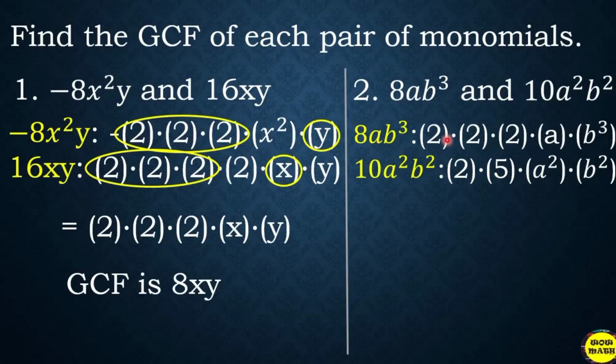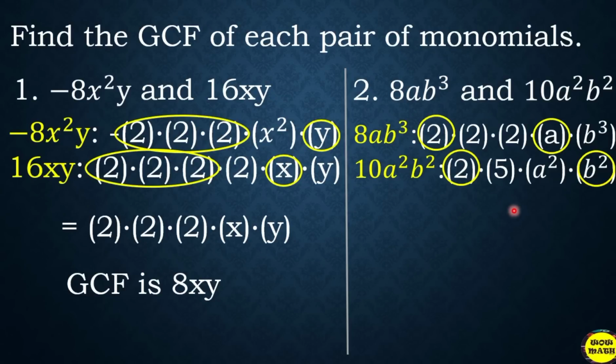So, anong meron dito na meron dito? Pareho silang may 2. Eto ba isasama natin? No, kasi wala nang isa pang 2 dito. Si 5 ba isasama natin? No, kasi wala namang 5 doon. So, eto lang yung meron sa kanila. Okay? Na common. Pagdating sa a, variable, kukunin natin yung may mababang exponent. So, ito yon. And then sa b naman, kukunin natin yung mababa, that is b squared.